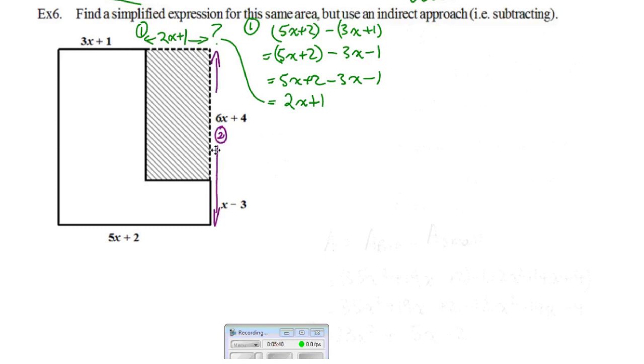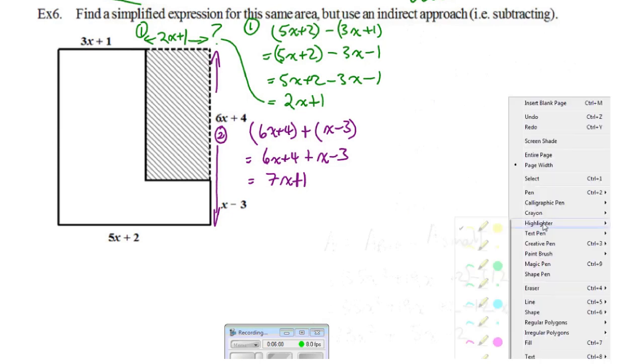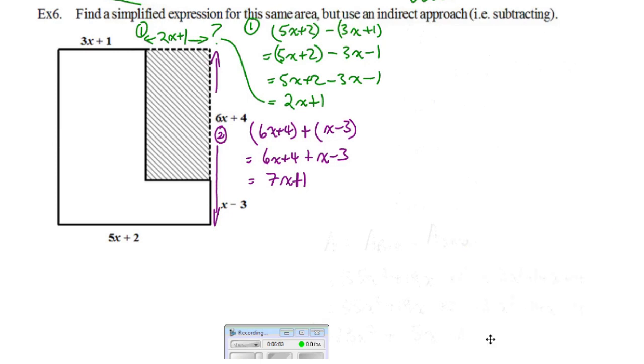So now we got to go and look at this big side here that we're missing from the big rectangle. So we're going to take 6x plus 4 and x minus 3 and add them together. Okay? That's it. So you get 7x minus 1. So now we have to go and calculate the area of the big plank, which I'm going to highlight right here. So here is our big rectangle that we're going to be calculating for.